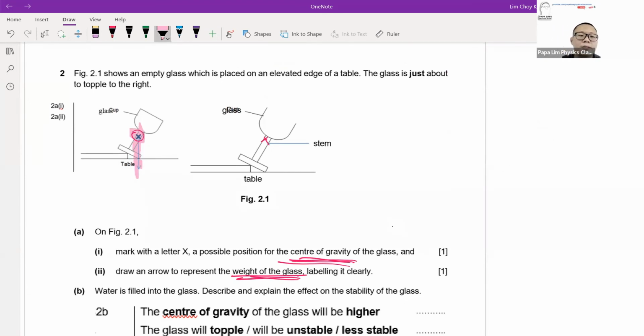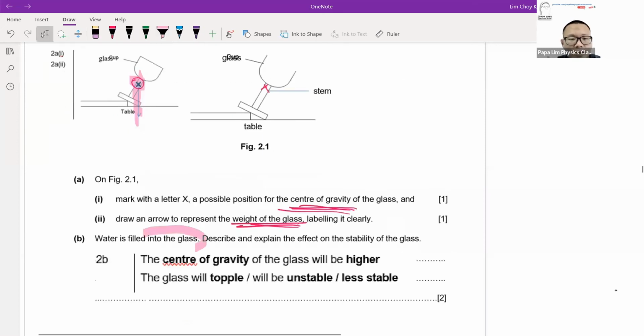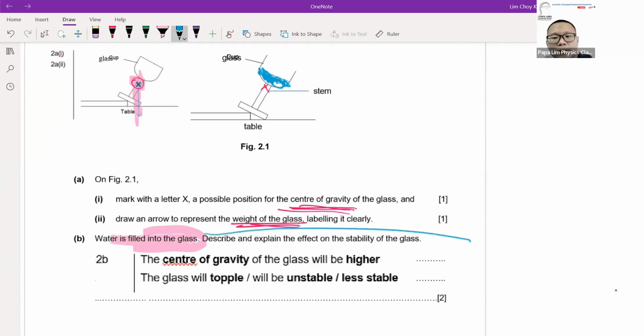Now, the question asks what happens when I fill up the glass with water. If I fill the glass with water, take a look, you'll find that now the top is heavy. So after filling up water, the top of the glass is actually heavier.